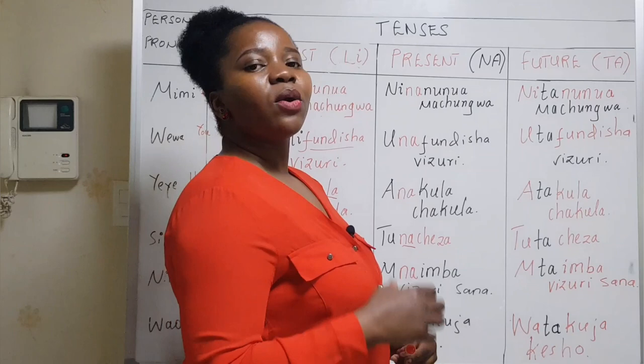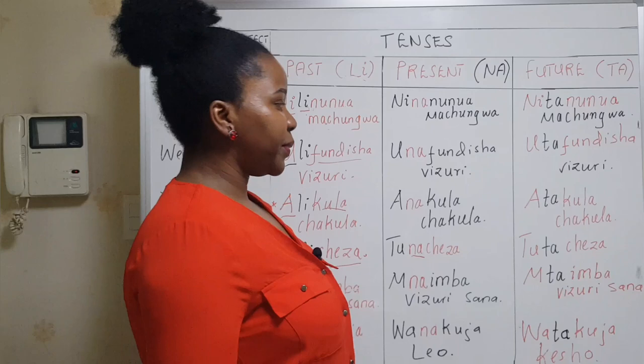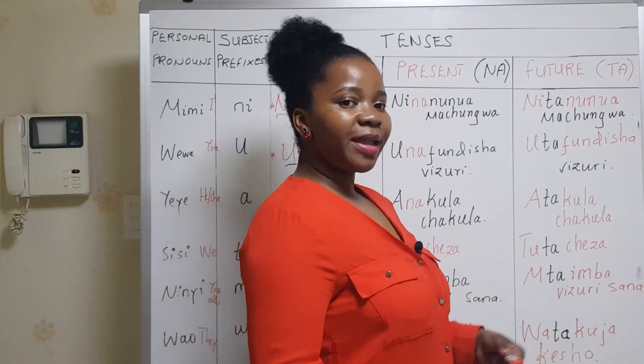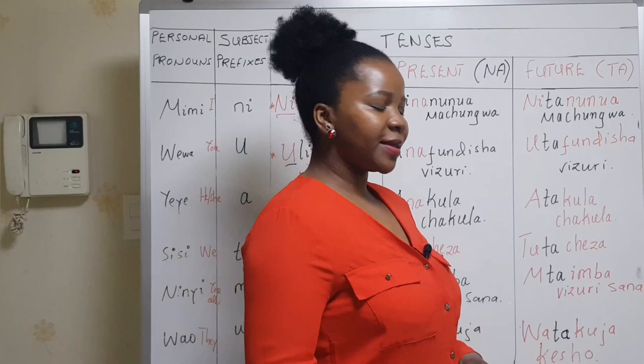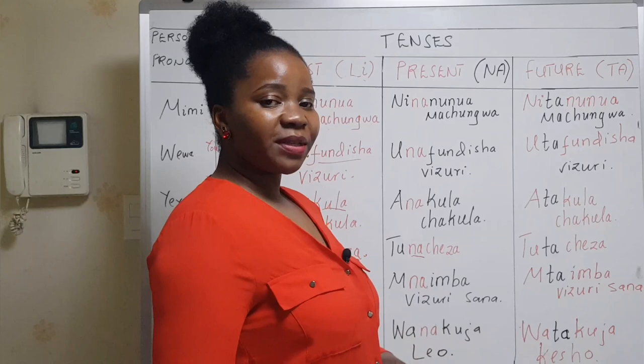Mtaimba vizuri sana. Mt is the subject prefix, and ta represents the future tense, and imba is a verb that means sing, and vizuri is very good. So mtaimba vizuri sana, that means you will sing very well, or you will sing very good.